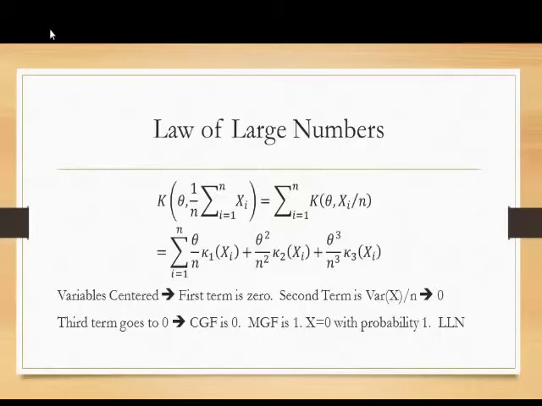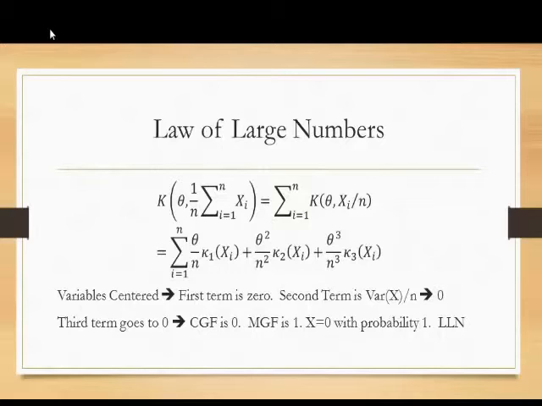Now it all comes out from the cumulant generating function. We look at this cumulant, and this is the center. This is the law of large numbers. It just takes a little bit more work to convert this into a proof.